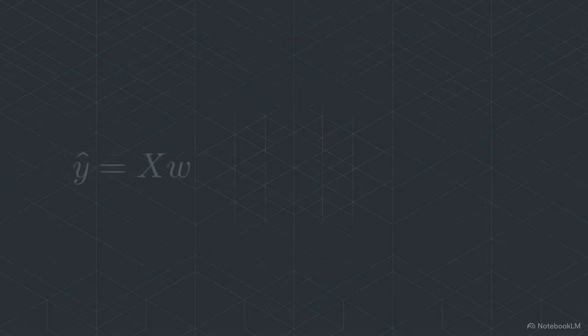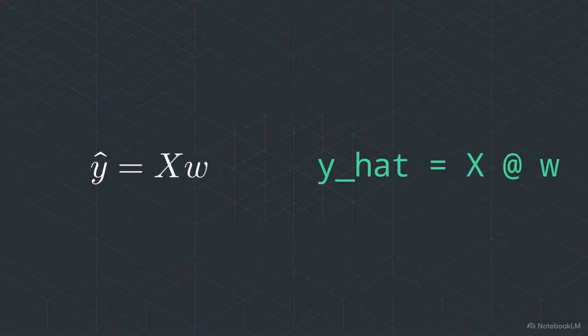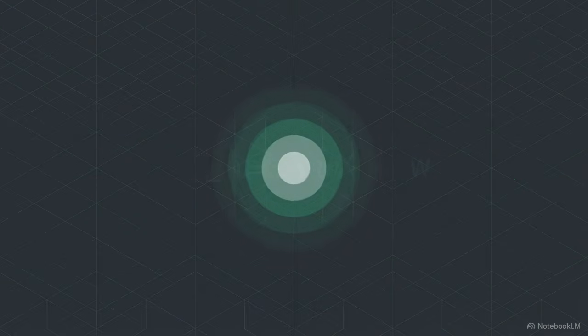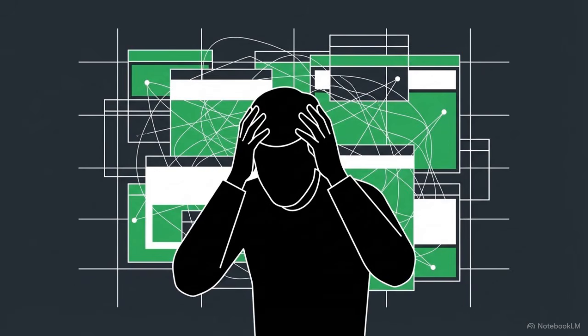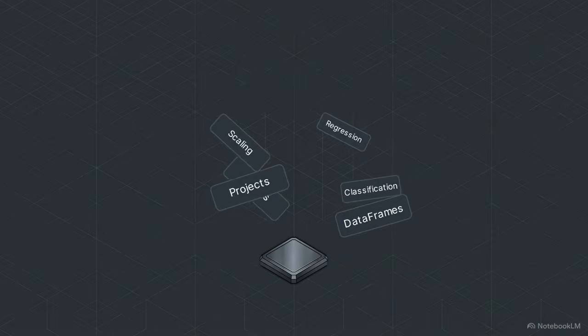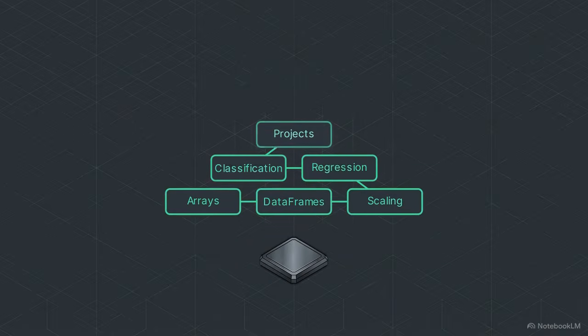True mastery in machine learning means achieving structural fluency. It happens when the mathematical equations and the Python arrays become interchangeable in your mind. You cannot reach that level of fluency by bouncing around isolated forum answers. You need a rigid, unified syllabus that builds concepts sequentially.